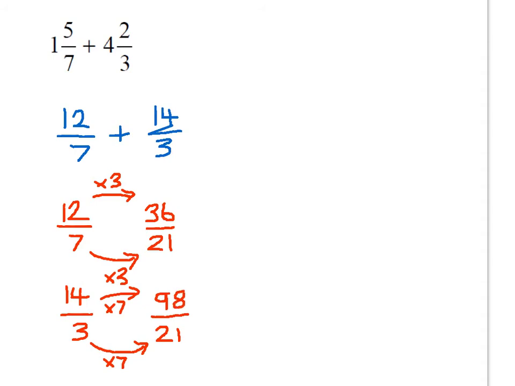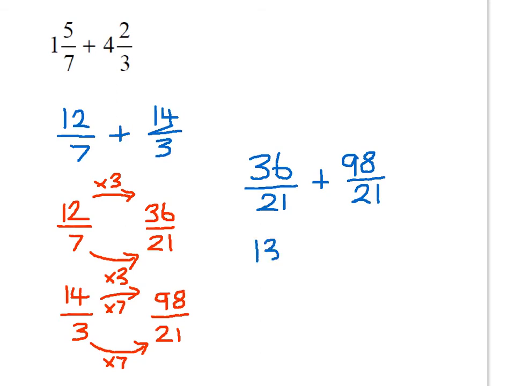So I've now got two fractions that have got the same denominator. So I'm going to add them together. 36 over 21 added to 98 over 21. So remember, you can only add and subtract fractions when they've got the same denominator. These two now have the same denominator, so I can just add them together. 36 add 98 gives me 134 over 21.